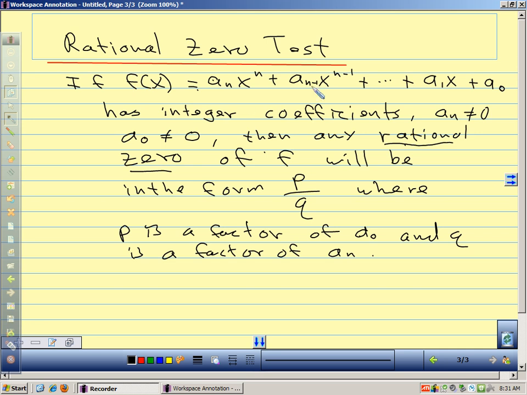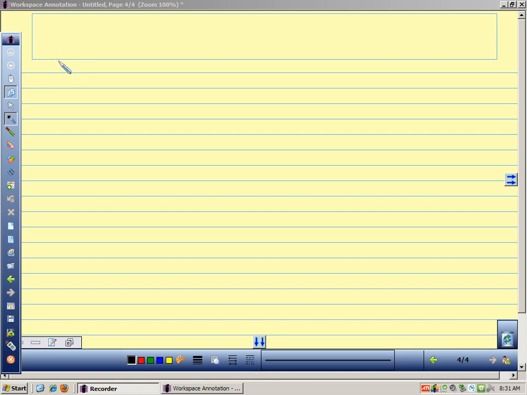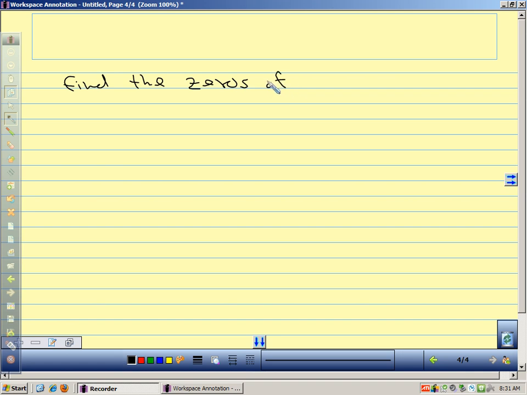Because if we look at a complicated polynomial, we wouldn't know what a possible solution would be. So this helps us eliminate some. So let's look at how we use the rational zero test. Let's say we want to find the zeros of x cubed minus 7x minus 6.